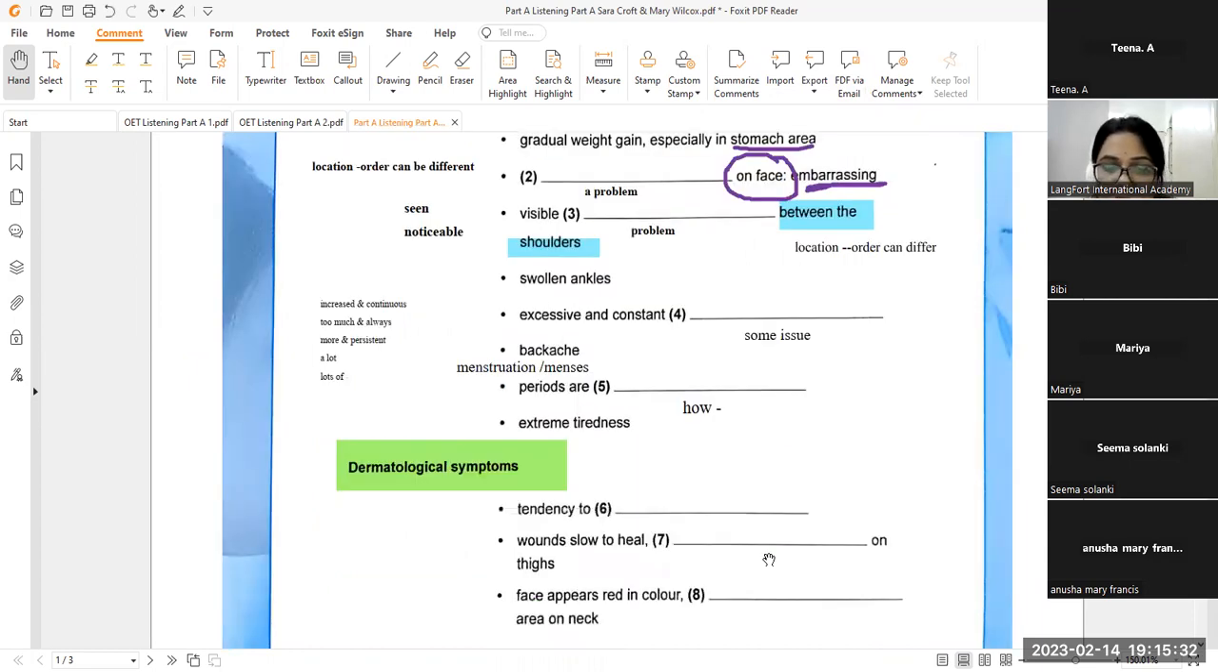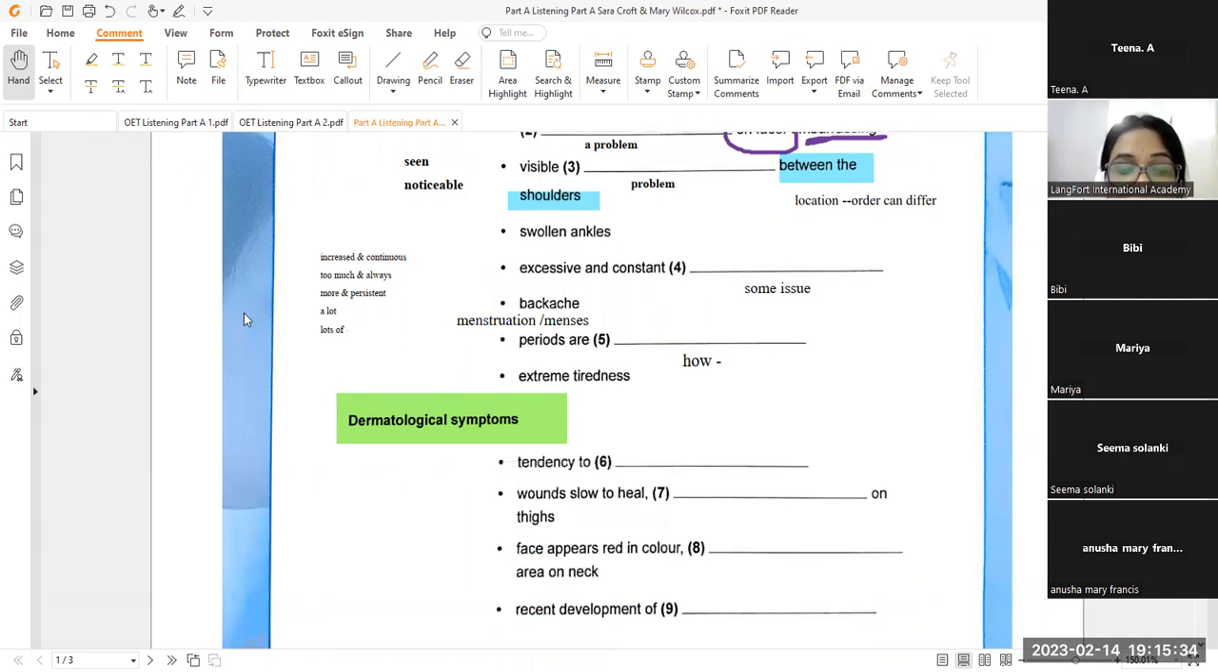Okay, all right, let's move on to the sixth question. Now we are moving on to the dermatological, the skin, the problem with the skin. Okay, Rajan, can you read the sixth question for me, please? Unmute yourself so I can hear you. Can you read the sixth question? Tendency to dash.